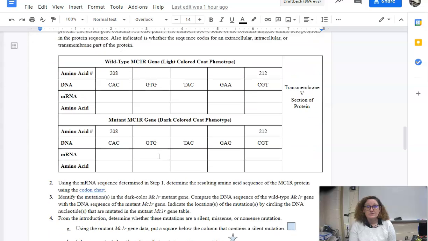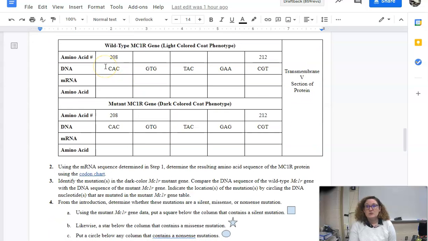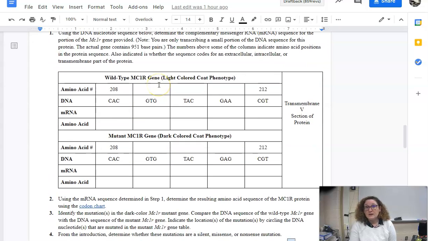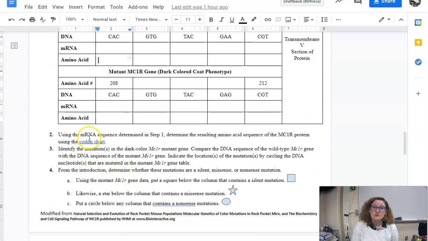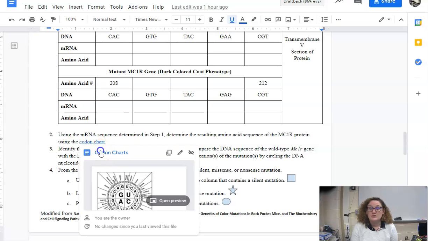Okay, so then the activity itself, you're going to transcribe the MC1R transmembrane section of the protein. So this is amino acid number 208 to 212, which means this is 208, 209, 210, 211, and 212. This is the DNA that codes for the mRNA. So you would go C bonds to G, A bonds to U, C bonds to G. To get the amino acids, you have to use the codon chart. So that's where you're going to click on your codon chart.